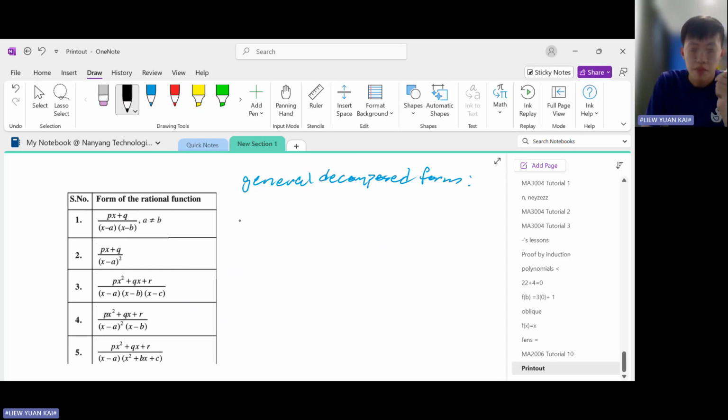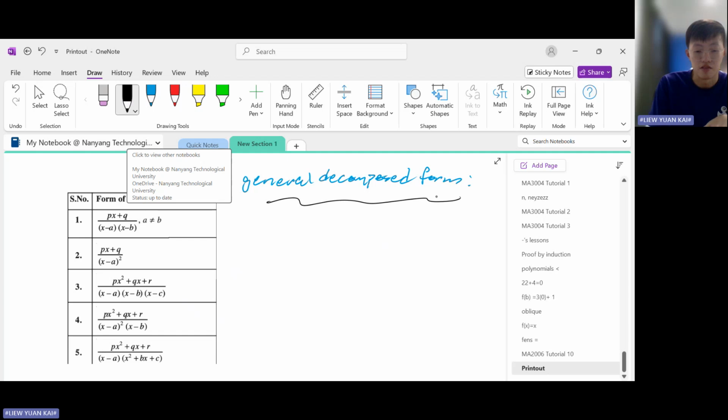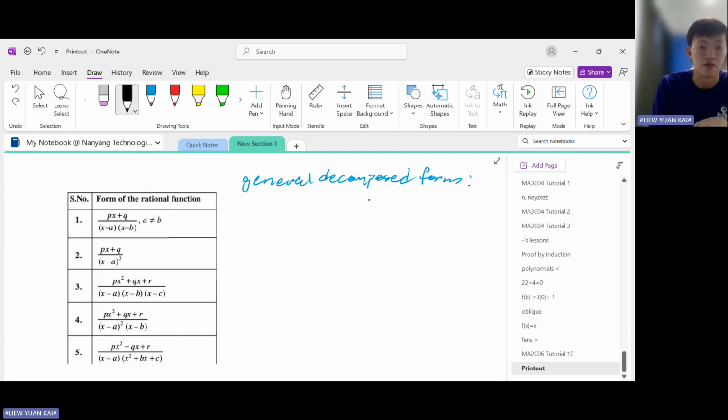The main rule to write the general decomposed form is this. You factorize the denominator fully. See, this is fully factorized, as much as possible. First, you need to fully factorize the denominators. After you fully factorize the denominators, the general decomposed form is done by writing each of the factors.